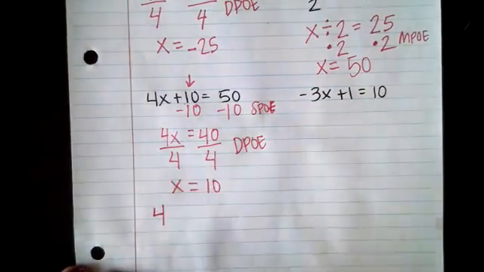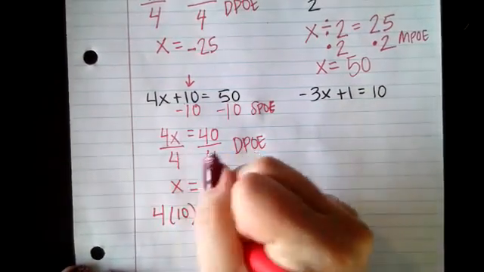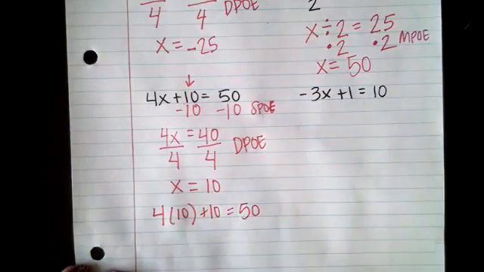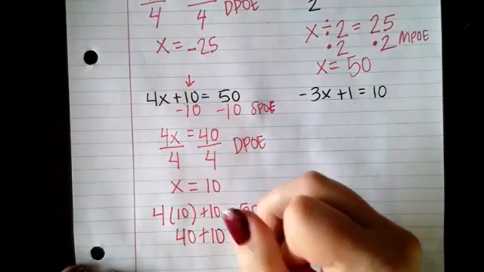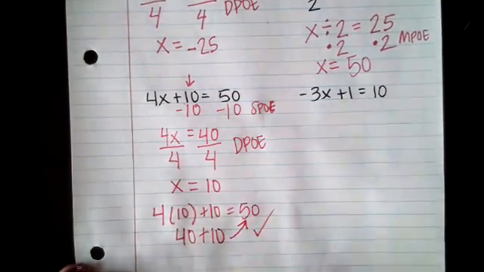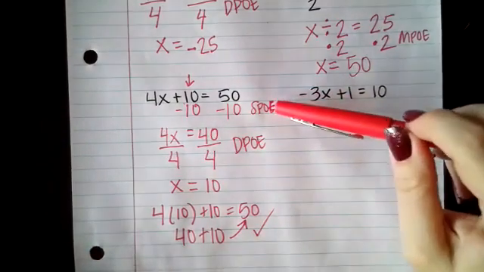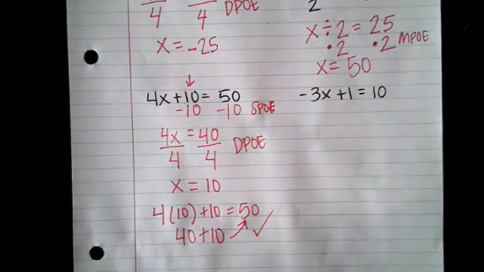And I can check by going back and plugging it into the equation. 4 times 10 plus 10, do I get 50? 4 times 10 is 40. 40 plus 10, it does equal 50. So x is equal to 10 in this particular problem. And you'll see I had to use 2 steps. I had to use my subtraction property of equality and then my division property of equality.